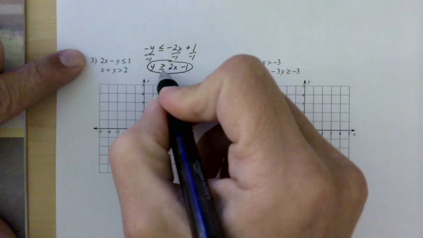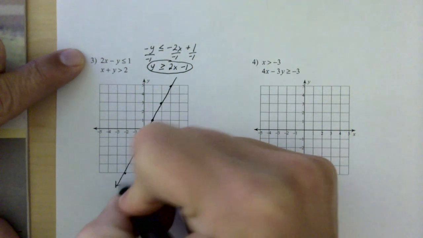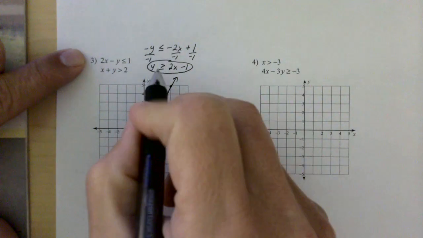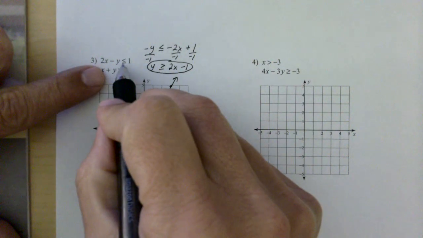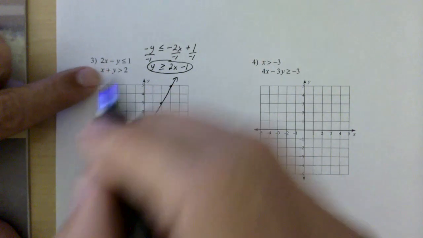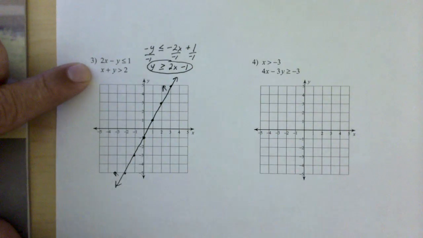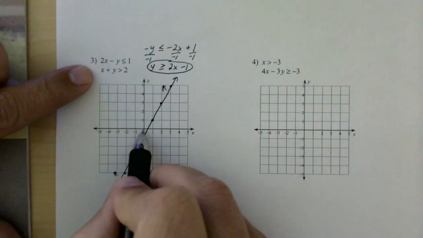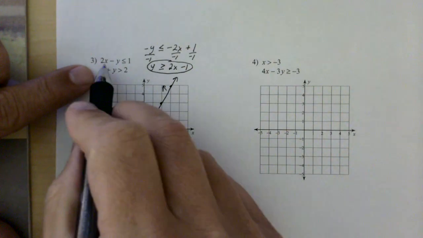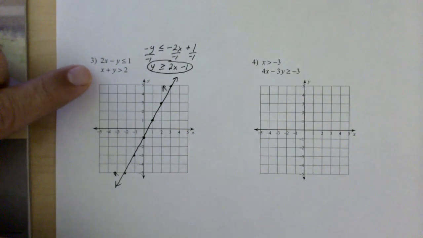And since there's equal to, I make a solid line. Since we flipped it, originally it was going to be below the line, but since we had to solve for y, now this is all the points above. And you can always test a point, like 0, 0 is above this line. If you plug 0, 0 into the original, you get a true statement. That's what makes this a solution.